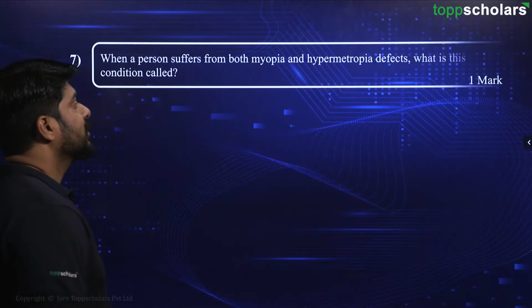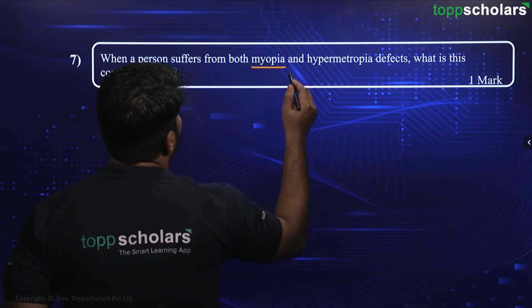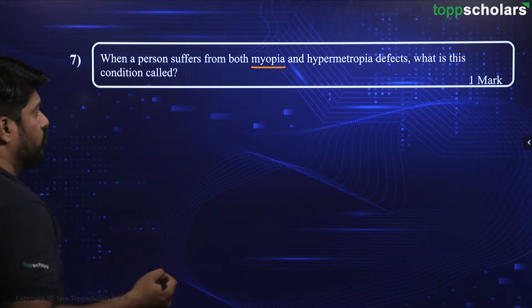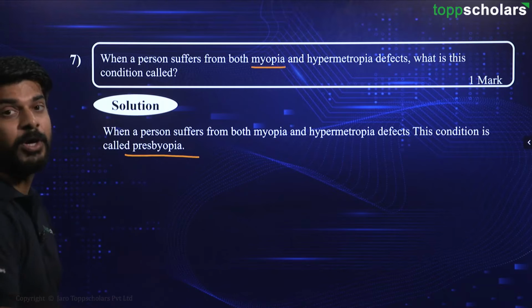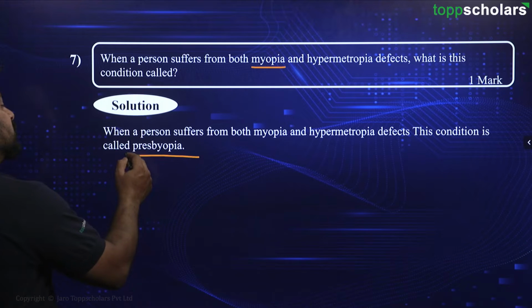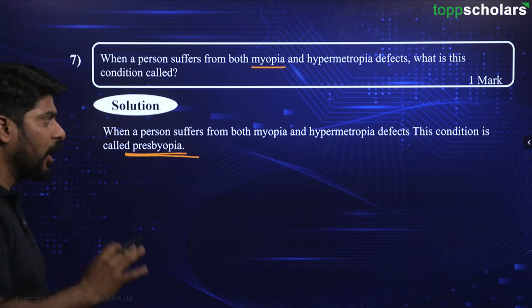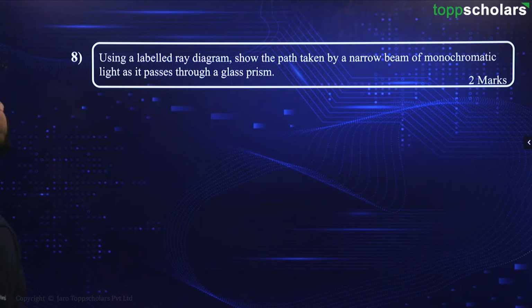Moving on to the next question now. When a person suffers from both myopia and hypermetropia defects, what is this condition called? So it is very, very simple. As we know, this is called presbyopia. Okay. So this is a simple answer to this question. Myopia and hypermetropia combined is called presbyopia. Moving on to the next question.